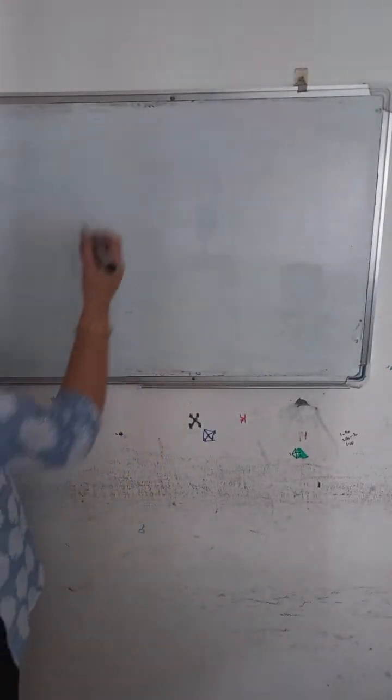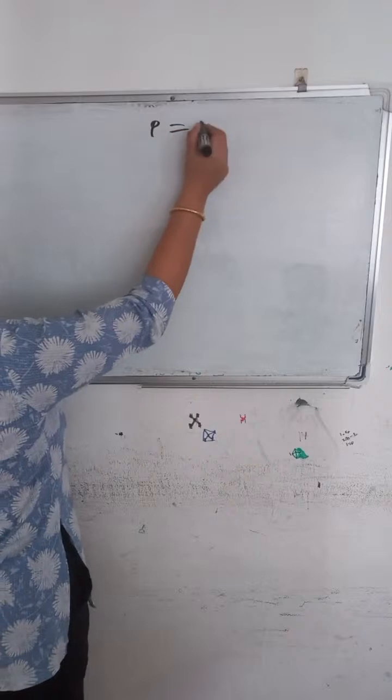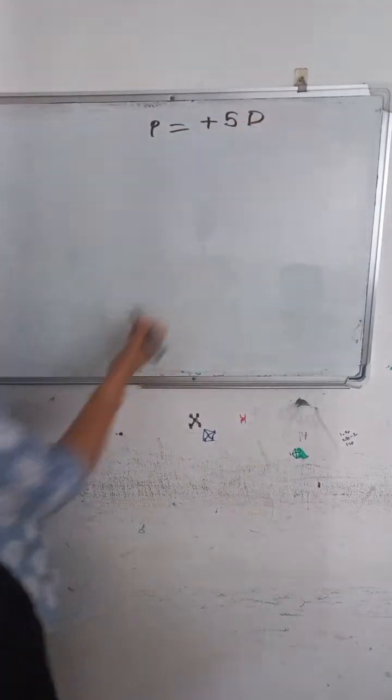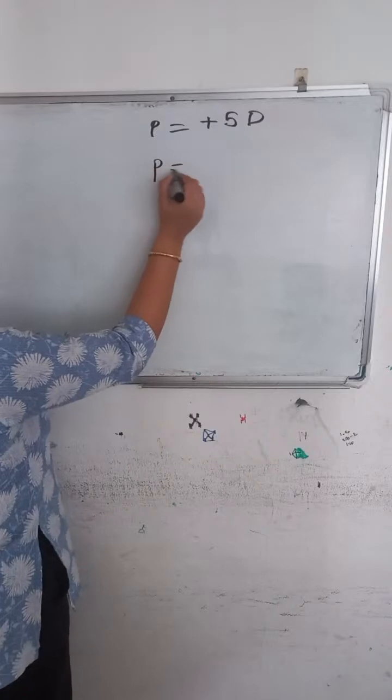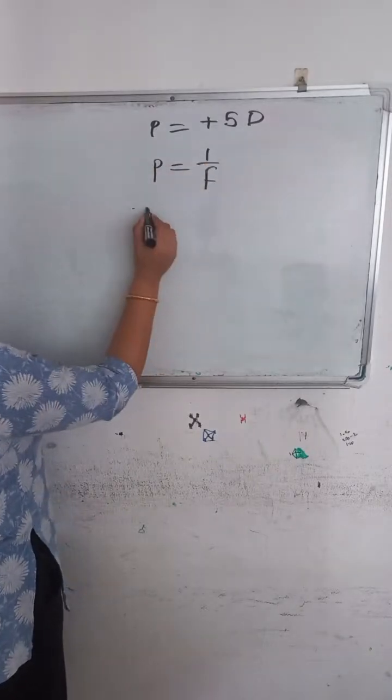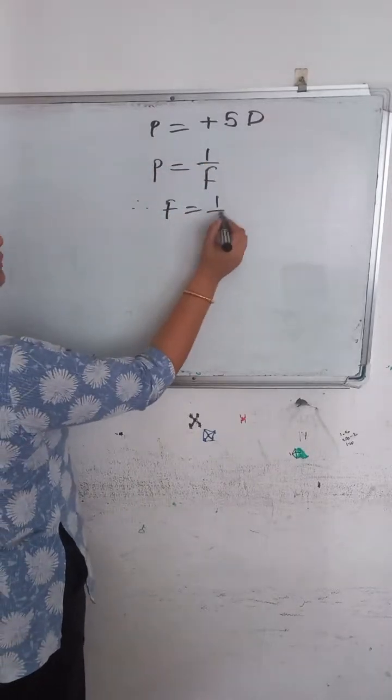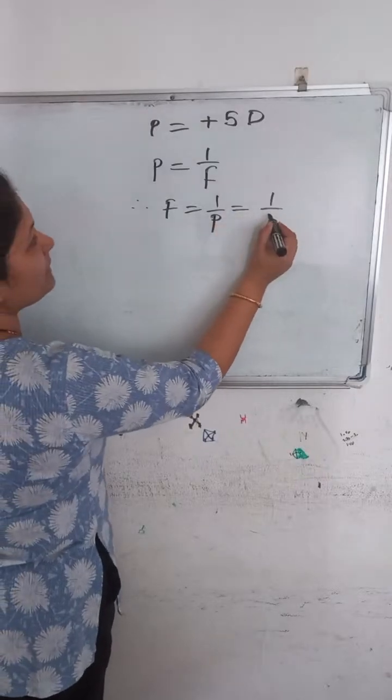I will write, power of a lens is nothing but plus 5 diopter. This is nothing but given. From this we have to calculate the focal length. So first write down the basic formula. P is equal to 1 by F. Therefore F is equal to 1 by P, and 1 by P is nothing but what?